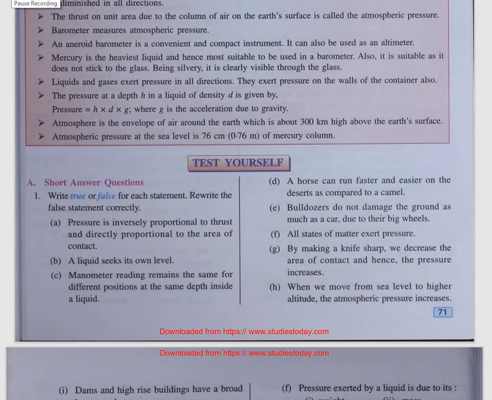True. The horse can run faster and easier on the desert as compared to a camel. False. Bulldozers do not damage the ground as much as cars due to their big wheels. True. All states of matter exert pressure. True. By making a knife sharp, we decrease the area of contact, hence pressure increases. True. When we move from sea level to high altitude, the atmospheric pressure increases.